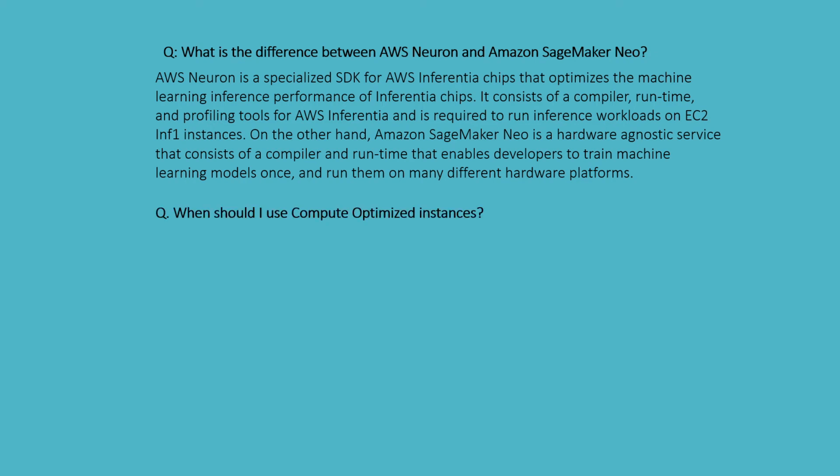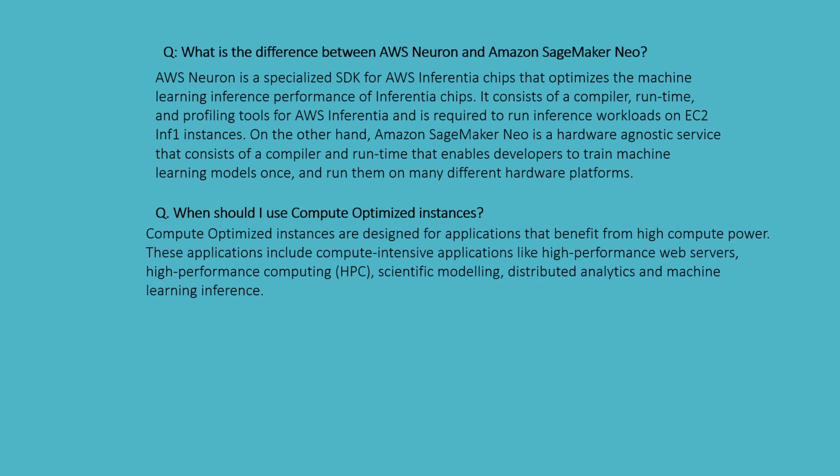When should I use the compute optimized instances? Compute optimized instances are designed for applications that benefit from high compute power. These applications include compute intensive applications like high performance web services, high performance computing services, scientific modeling, distributed analytics, and machine learning inference.